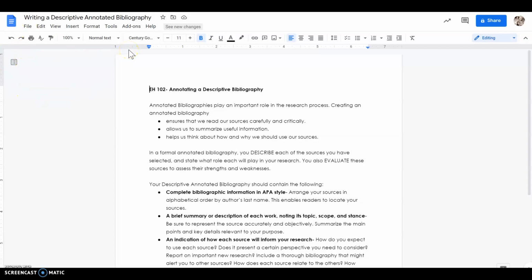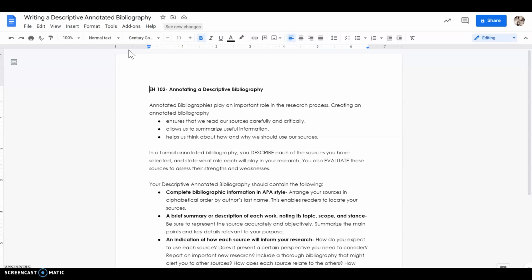So an annotated bibliography is something that you're going to come across in your time as a student. And every professor or instructor is going to require something different in terms of what they want you to do for that. We're going to be writing a descriptive annotated bibliography today. The point of it is to help you think a little bit more about the sources that you're selecting for your research paper and how they play a critical role in your research.